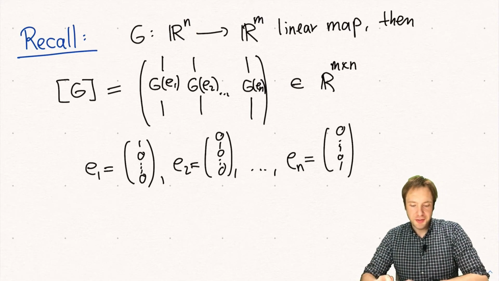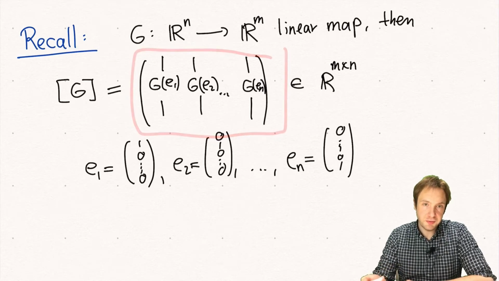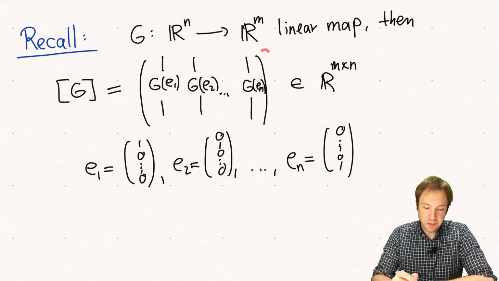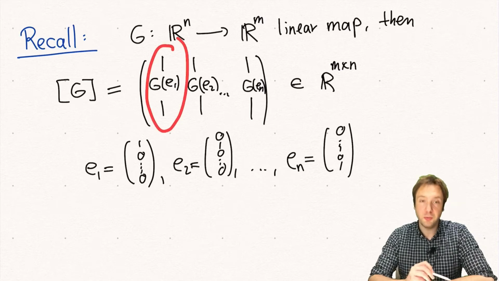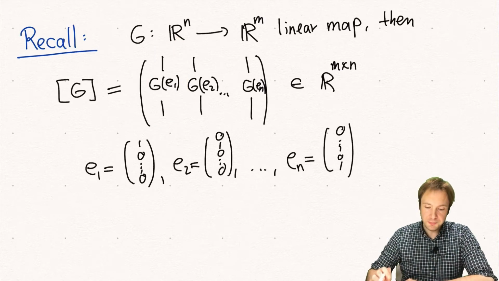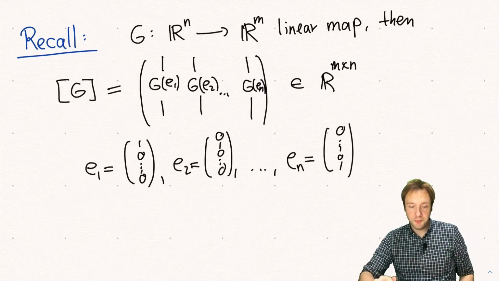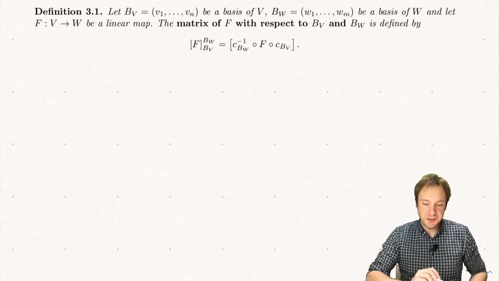But this matrix in general doesn't make sense for an arbitrary linear map, because here we really used that the image of G of some vector is again a vector, so we could write this vector in a matrix. So to do this for general vector spaces, we need to use this coordinate map. Therefore, here is the definition.